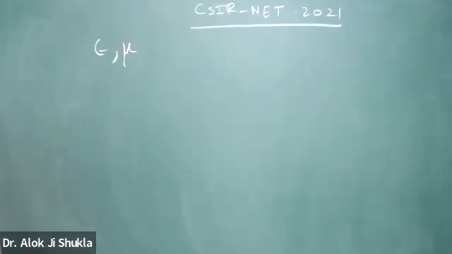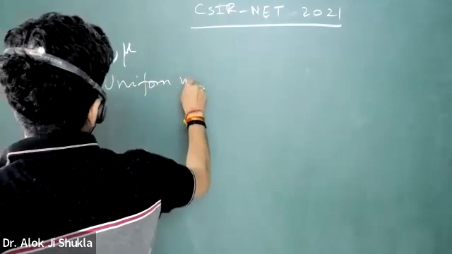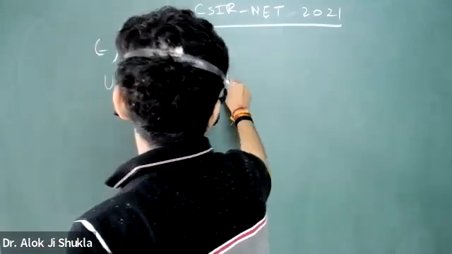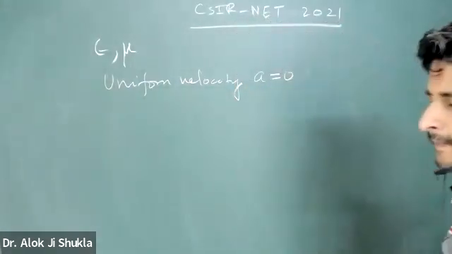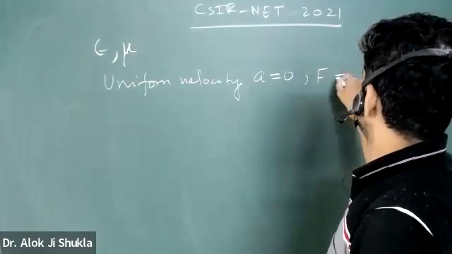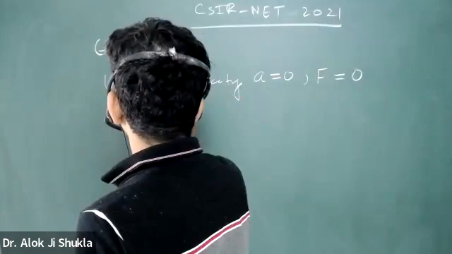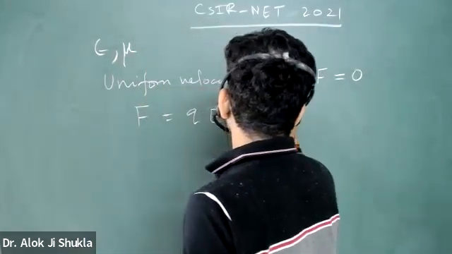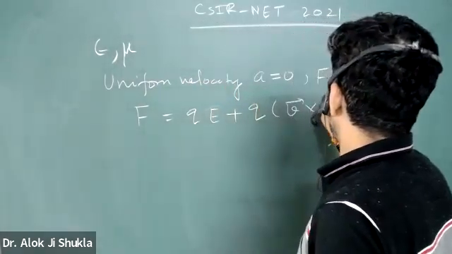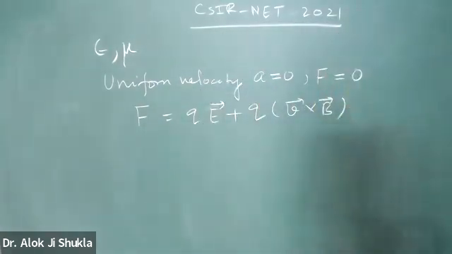Underline uniform velocity. What do you mean by uniform velocity? बताइए भाई. Acceleration is 0. Force is 0. What is Lorentz force in the presence of electric and magnetic field? Anybody? QE plus Q V cross B in the presence of electric field and magnetic field. And this is equal to 0.